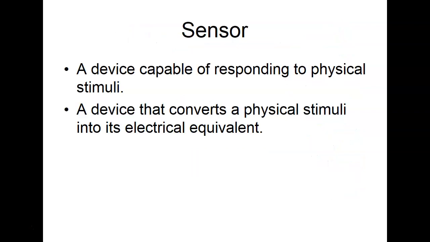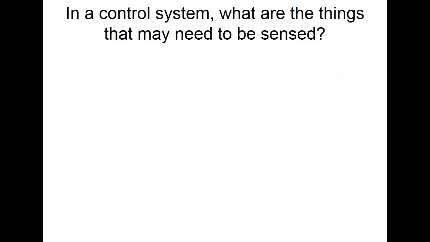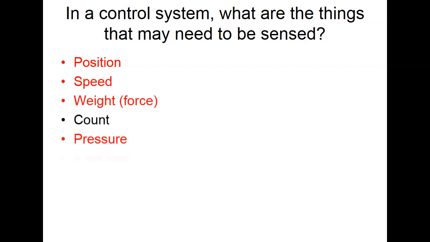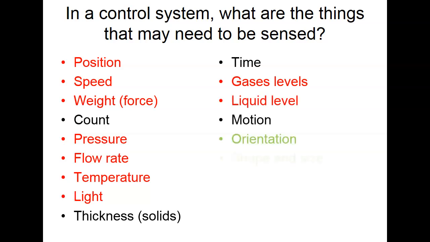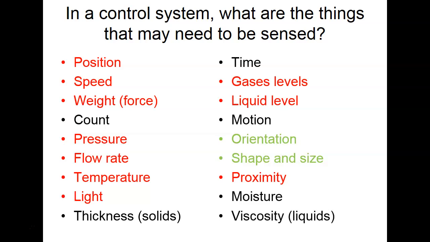You understand? The camera literally learns that image, which is pretty neat. So this is basically a sensor. We know about this, and this is what every one of our slides starts off with. So position, speed, weight. We haven't talked about count, pressure, flow rate, temperature, light, thickness. We didn't talk about. I might add this. This is a pretty interesting topic. Gas levels. I don't remember talking about gas levels. Orientation and shape, proximity. We didn't talk about moisture detectors and viscosity, which would be the thickness of liquids.